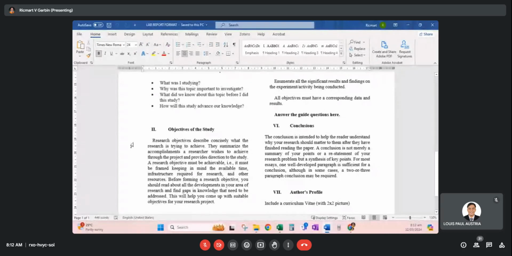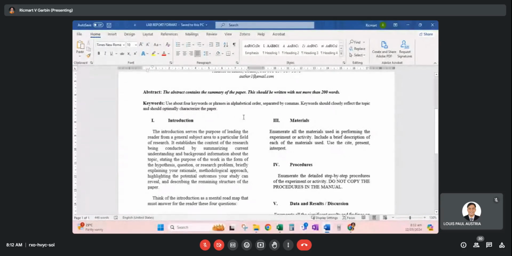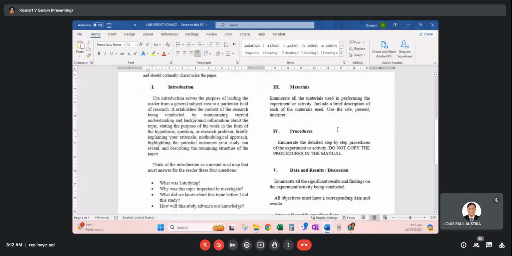So it is up to you to devise your own objectives, although dun sa ating laboratory experiments ay meron na sadya siyang specific objectives na kanya. But then you can make and write your own objectives. Then for the materials, materials lang naman dito is yung laptop, then yung online website. So yun lang naman ang ilalagay nyo dyan.